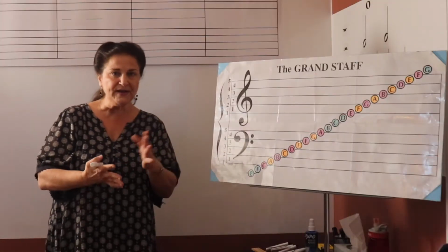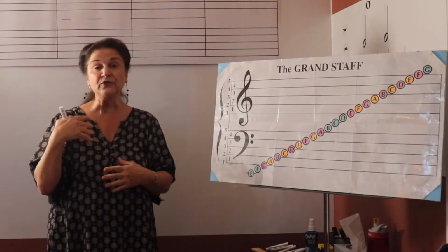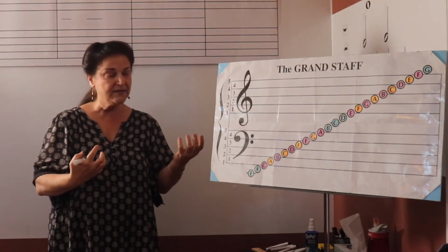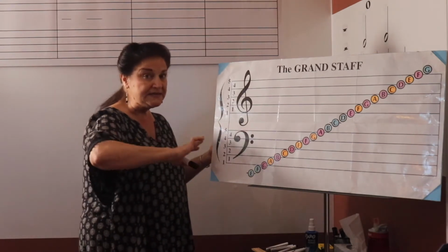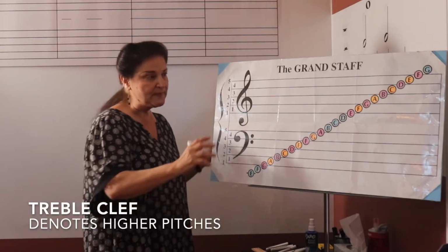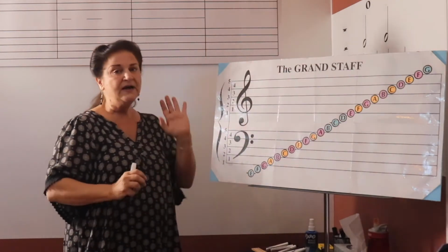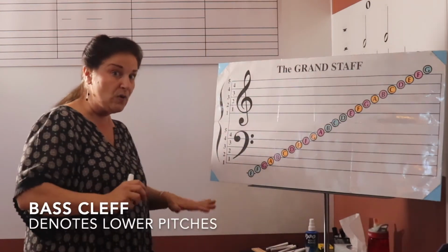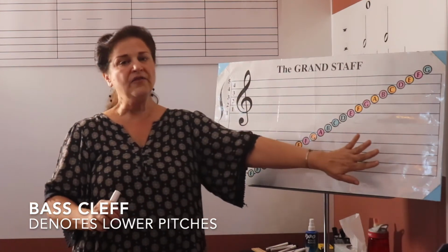The instruments that read this are the piano and the harp, basically where you're using the right hand and the left hand. The right hand, the right side of the piano, is the treble, the higher pitches we talked about. So they'll be written on the treble clef, and then the left hand, which is the lower part of the keyboard, will read notes that are on the bass clef.